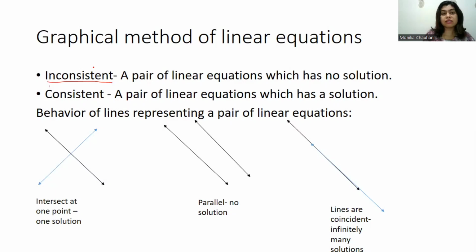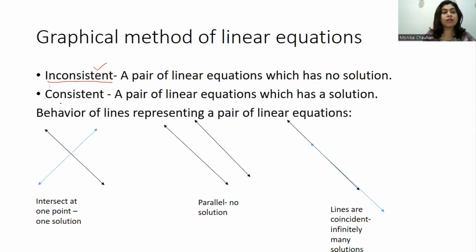So let's talk about inconsistent first. Inconsistent means a pair of linear equations. First of all, understand we will always talk about a pair of linear equations. Pair means we will get two equations, one equation and second equation. A pair of linear equations which has no solution is called inconsistent.